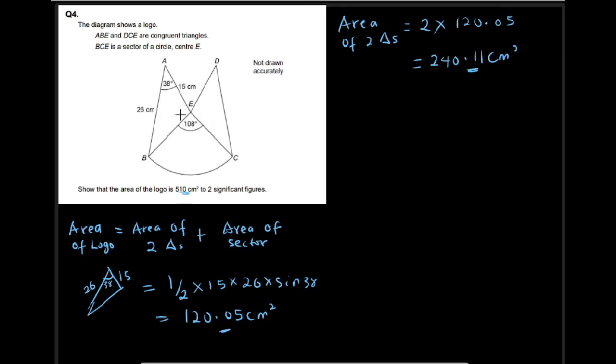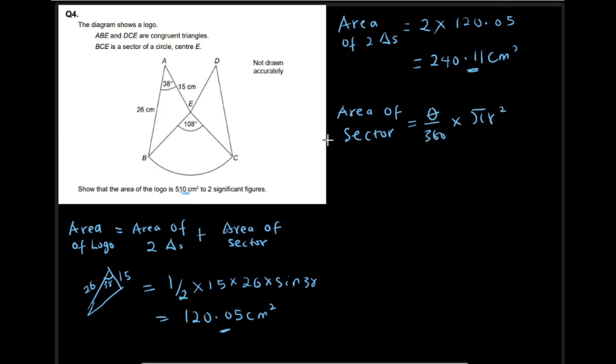So how about the sector here? Area of the sector. Don't forget the area of the logo is the area of the two triangles combined plus the area of the sector. So area of sector is equal to theta over 360 times pi r squared.